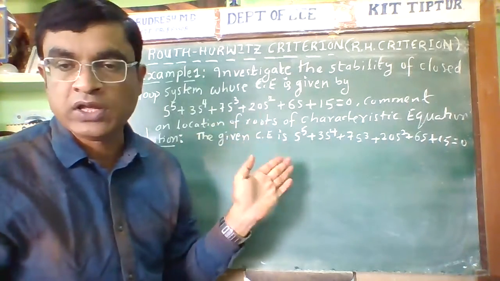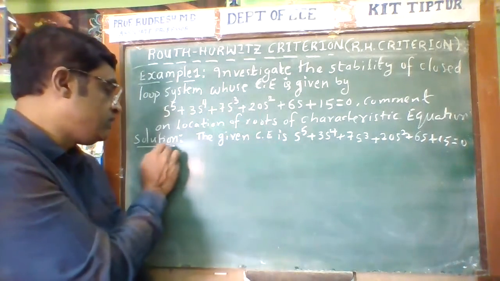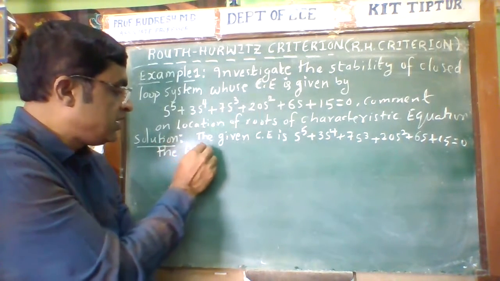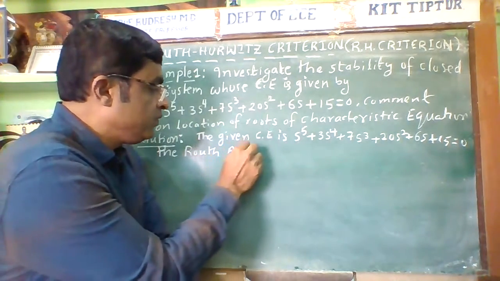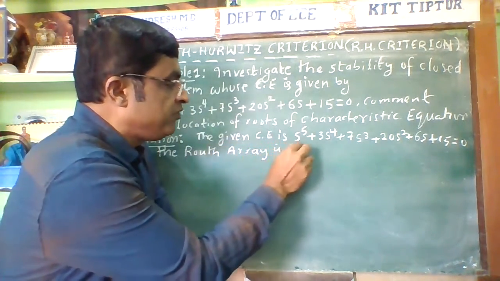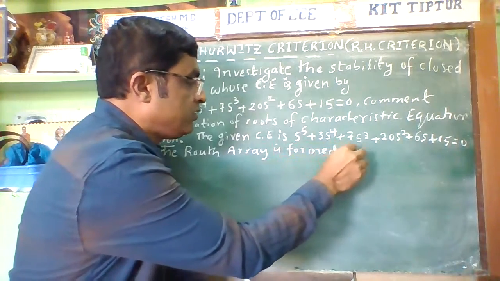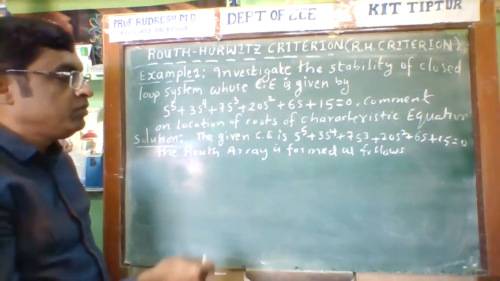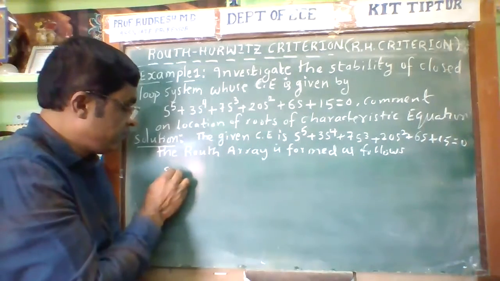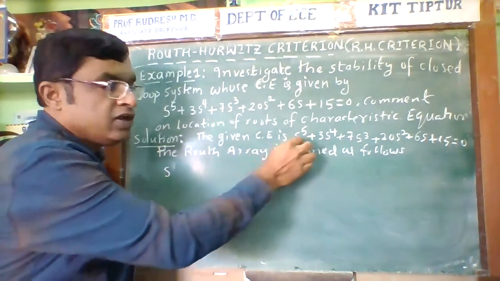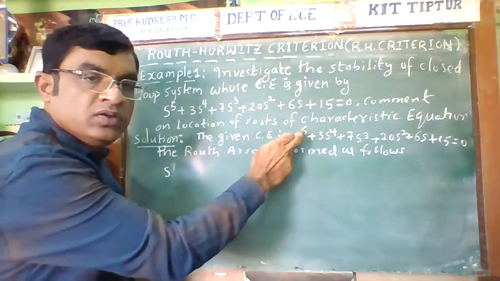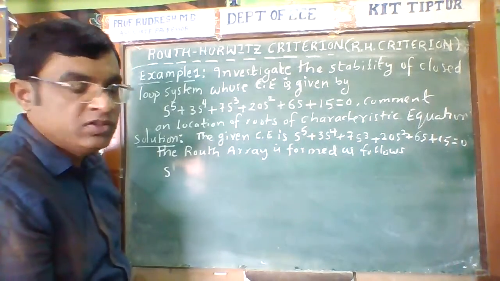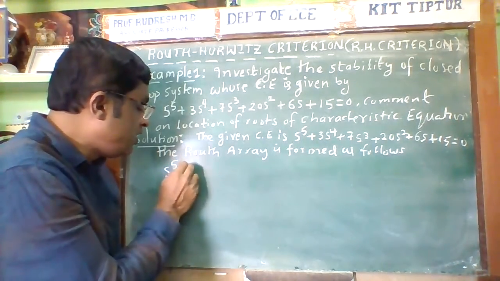Now, how to form the Routh array? The Routh array can be formed by the coefficients of the characteristic equation. Here the highest power of S is 5. Since 5 is an odd number, the first row can be formed by odd powers of S.